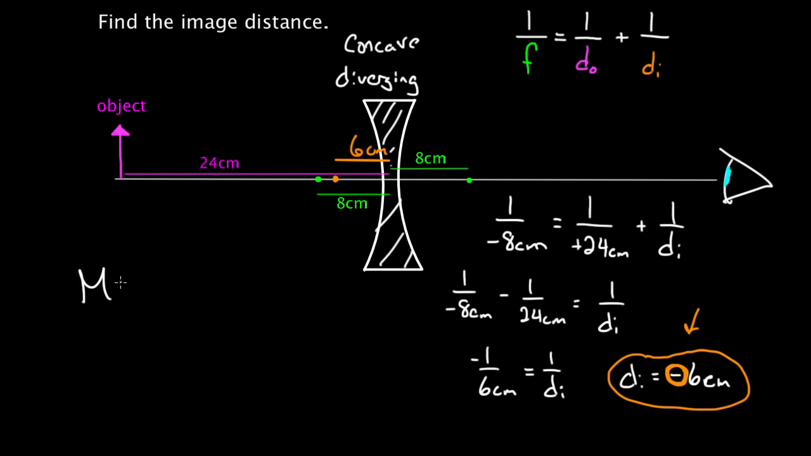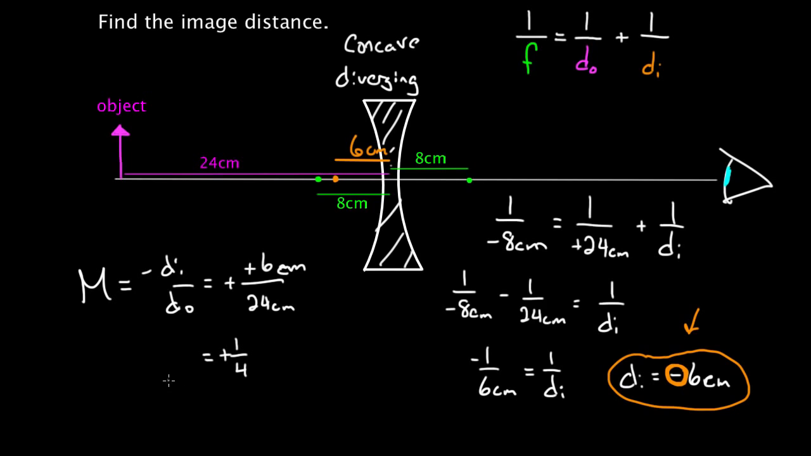So I'll come over to here. Magnification is negative di over do. Well, what was my di? Negative of di was negative 6, so I'm going to plug in negative 6 centimeters. And on the bottom, I'm going to plug in 24 centimeters, my object distance. What does that give me? Negative cancels the negative. I get positive 1/4. And remember, here, positive magnification means right side up.